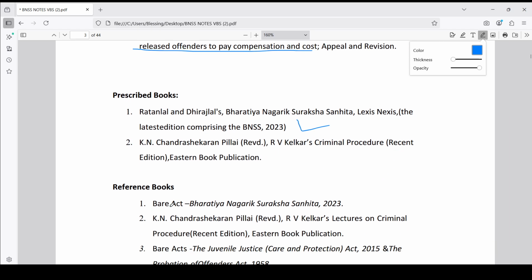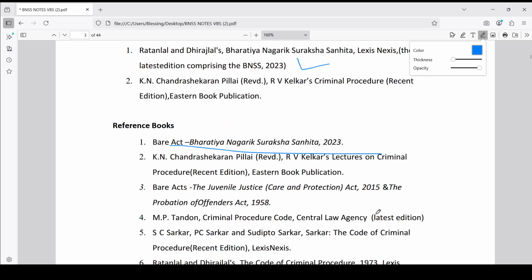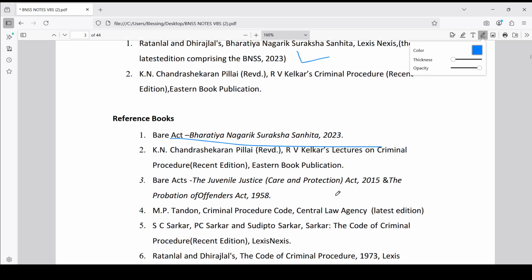but my suggestion is to prefer the bare act, Bharatiya Nagarik Suraksha Sanhita, most. Some books are also there; you can refer to those books.